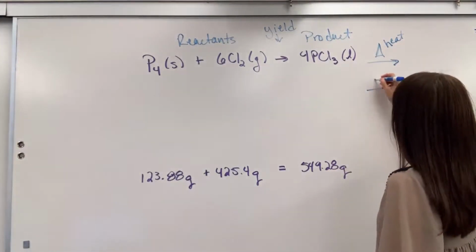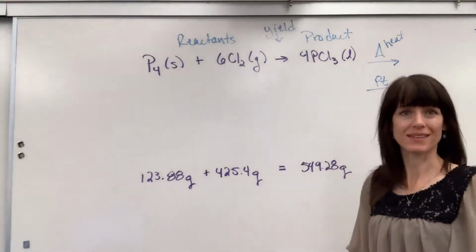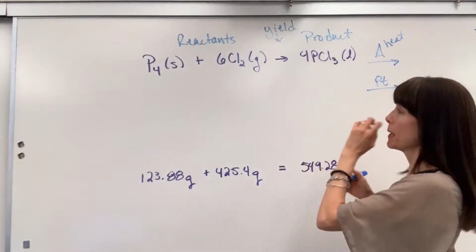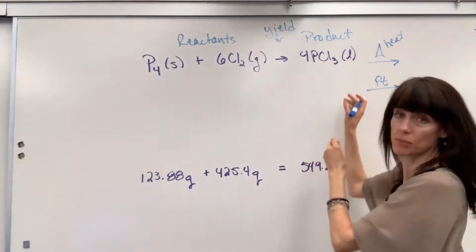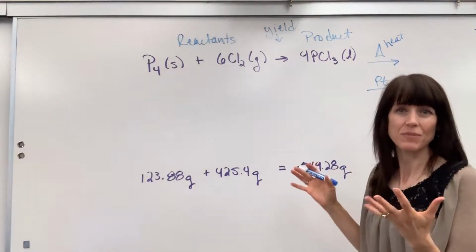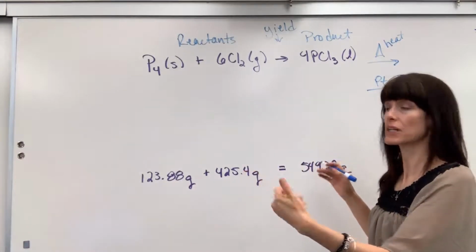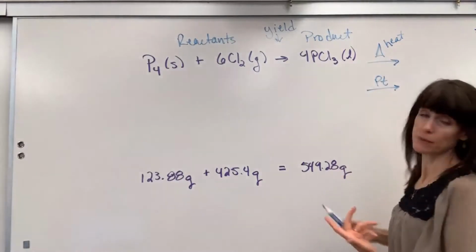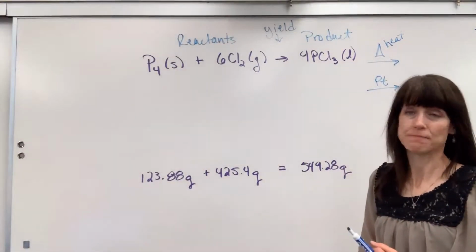Sometimes you'll see another element like platinum. That means that it's a catalyst. The catalyst doesn't change from the reactants to the products. It stays the same throughout the complete reaction. It just speeds up the reaction is what it does. So sometimes we'll put the catalyst above the yield sign.